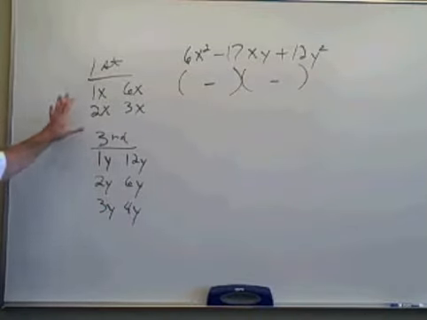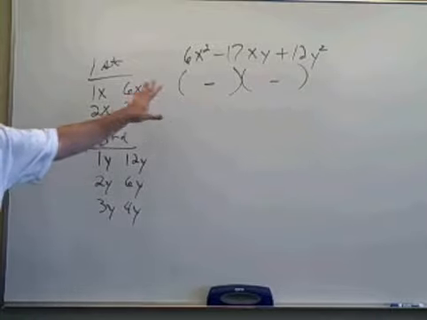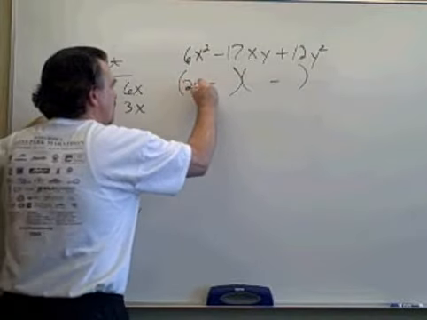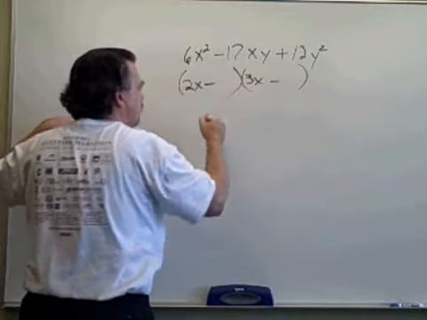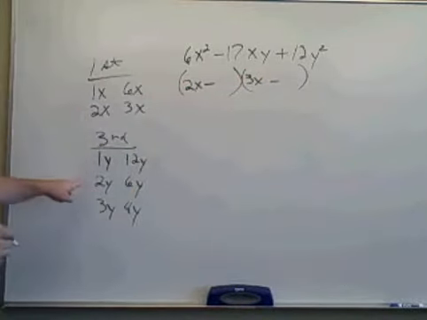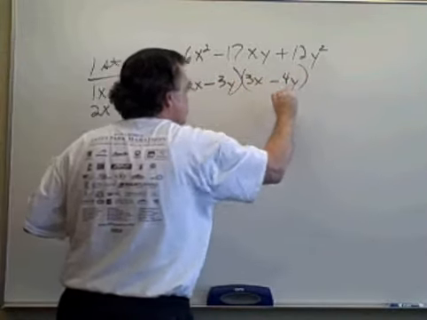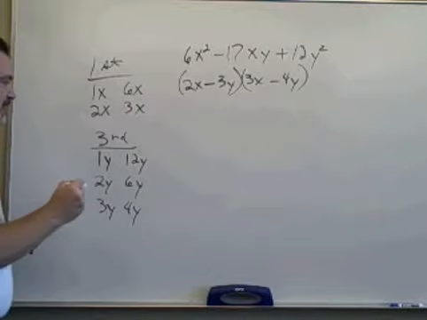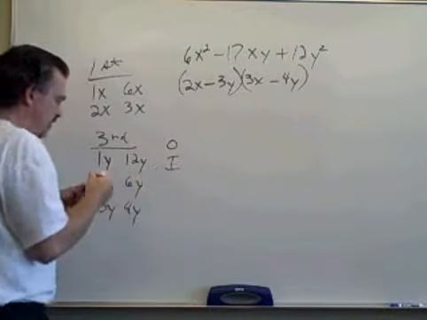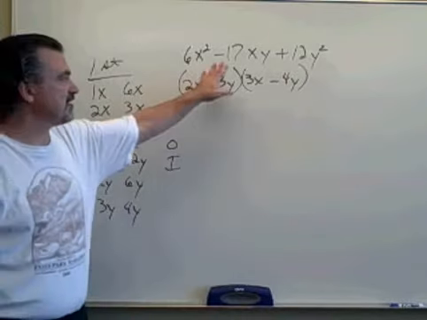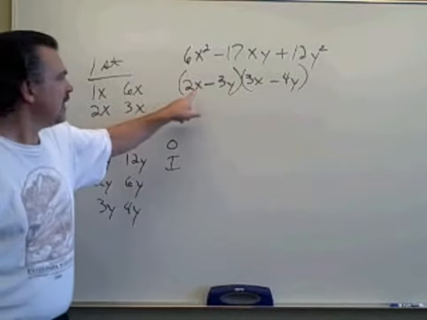So one of these pairs from each of these groups has to go into my binomials. So let's start and take the 2x, 3x pair to go into the first positions. Let's take the 3y, 4y pair to go into the second positions. And now I test that combination that I've chosen by the O and the I of FOIL to see if it's going to give me minus 17.